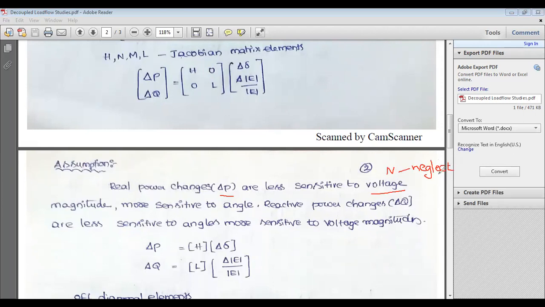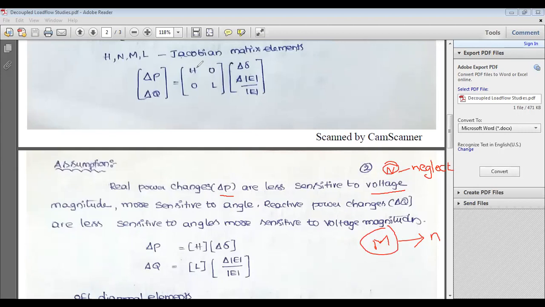N is neglected. Now if you see this, obviously this is more sensitive to voltage, so that M may be 0. So you can also neglect that, M is equal to 0. So you can neglect this one also. I am not going to say that it is completely 0, but that is negligibly small. You can take that. So here M and N both are 0.